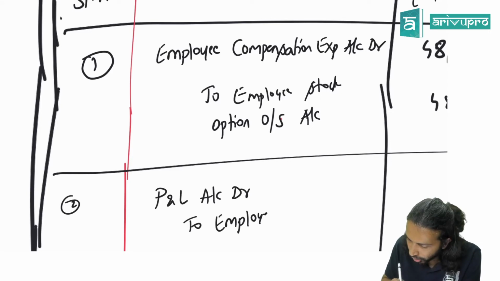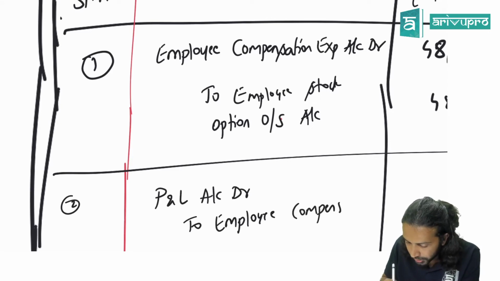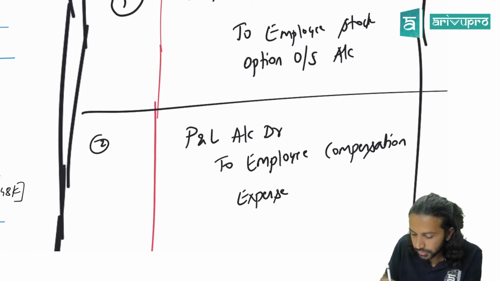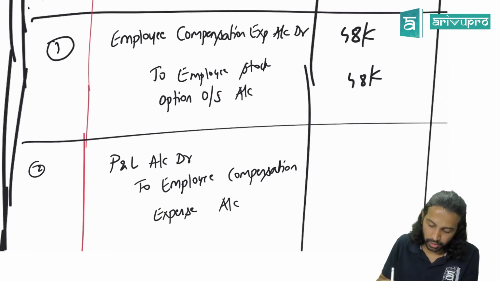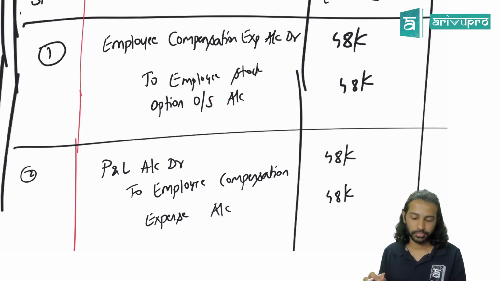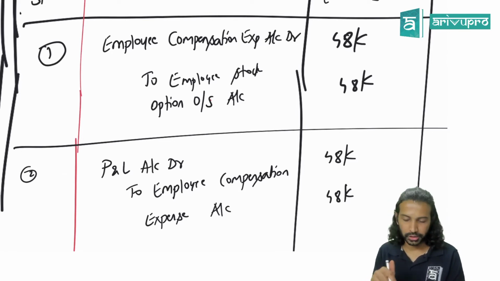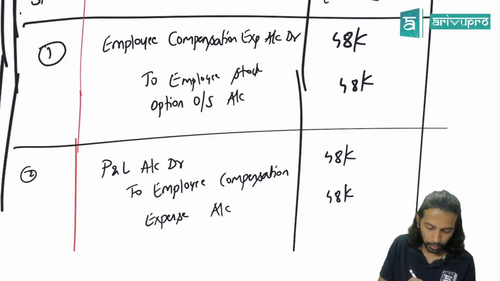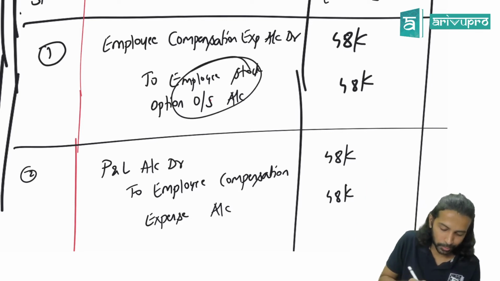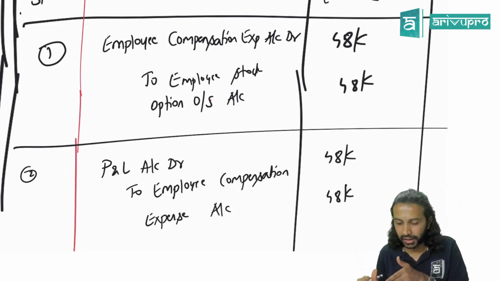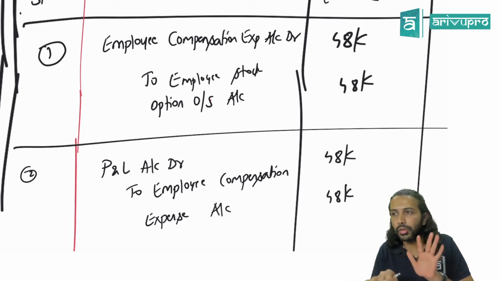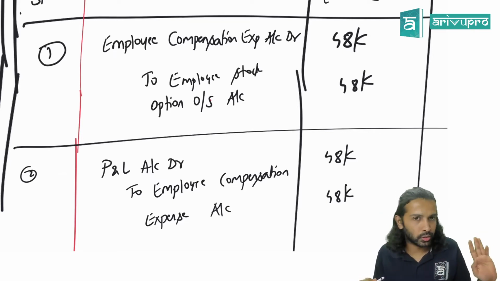to employee compensation expense account. This is the transfer entry for that expense. How much was the expense? 48,000. That means how much will you transfer? 48,000. Any confusion in these 2 entries? This is a dummy because when will the shares get purchased? After 2 years or after 3 years, whenever. Till then this account will have a balance. After that it will get closed. By the end of the problem you will see that the account has got closed. So far good. That's all you need to do in the first year.